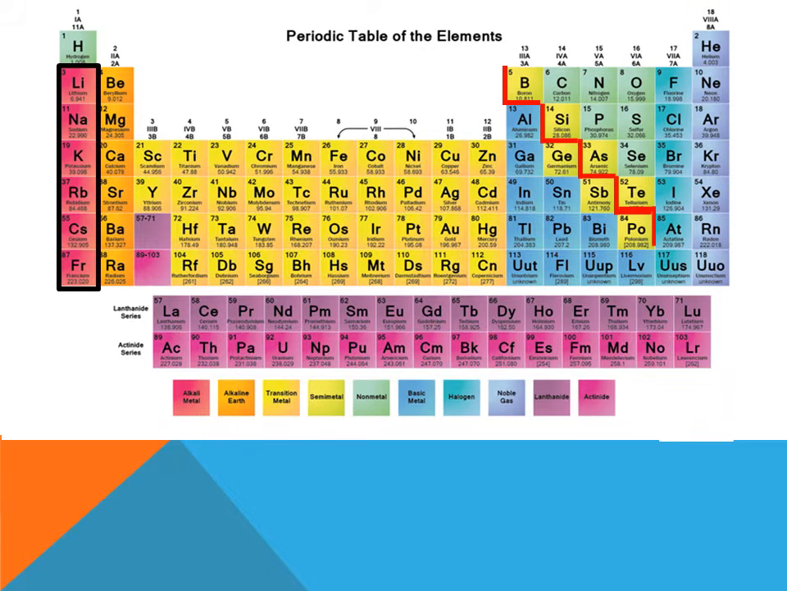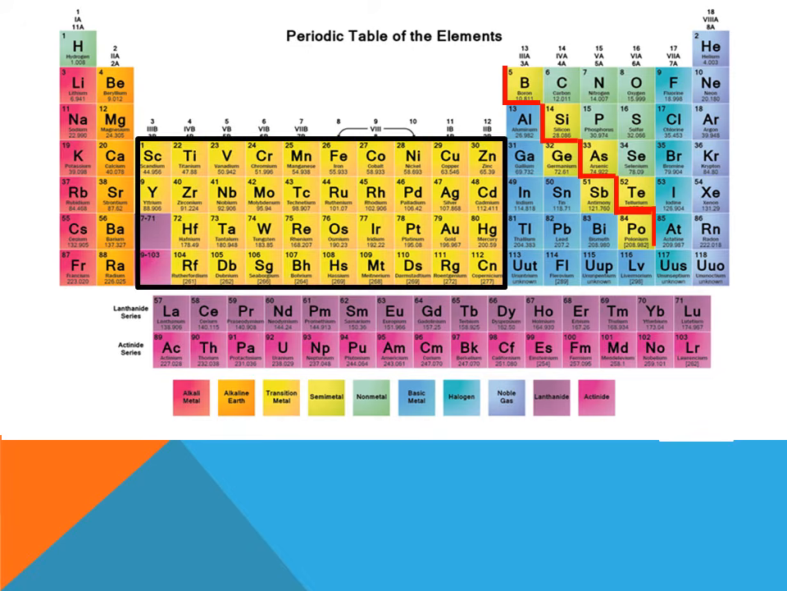The alkali metals, which are the first group on the periodic table, excluding hydrogen. The next family is the alkaline earth metals, which are located in the second group of the periodic table. After the alkaline earth metals comes the transition metals. This is the large section in the middle of the periodic table.